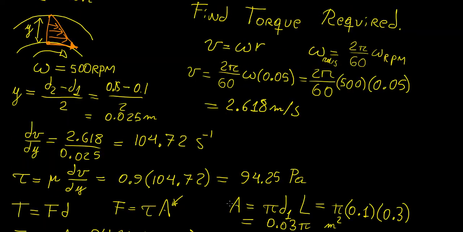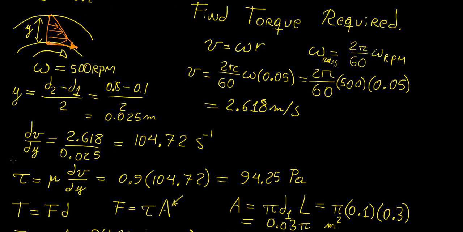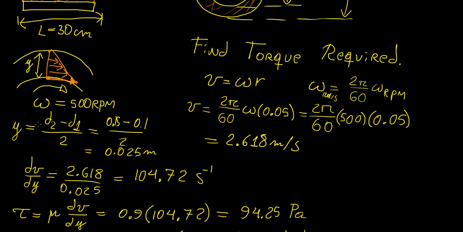So based simply on the material property, in this case the viscosity of the fluid, and just the dimensions of the problem, we were able to calculate the total torque that would be required, or at least the minimum torque, to achieve a rotational speed of 500 RPM. So hopefully you can see that using shear stress and viscosity can be quite useful for solving these types of problems where you have fluid motion with respect to a rigid body.